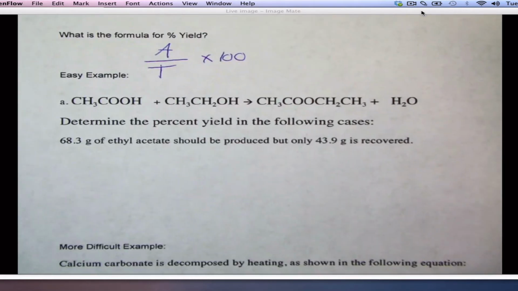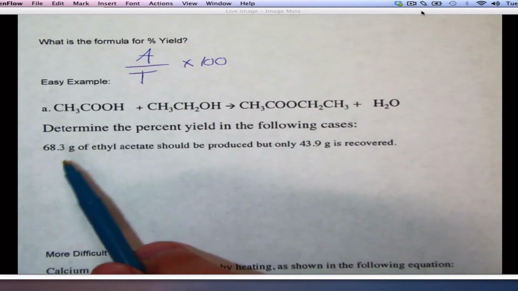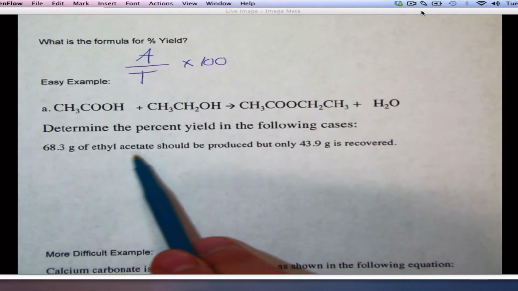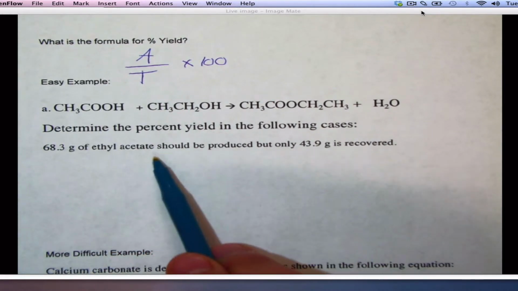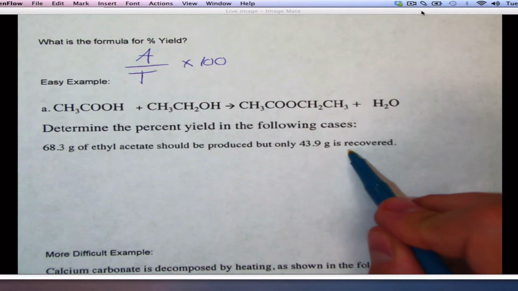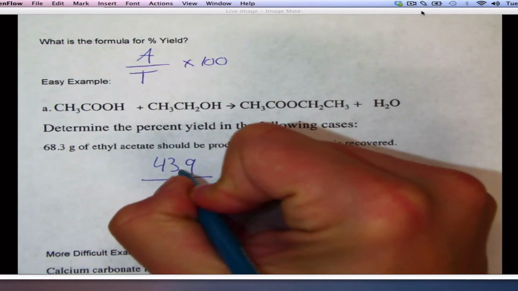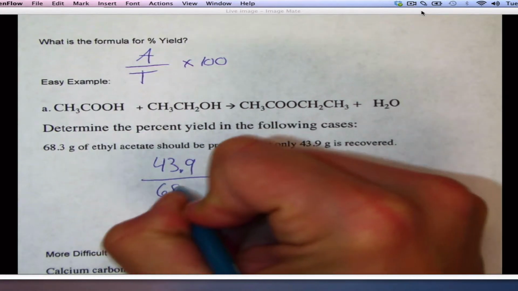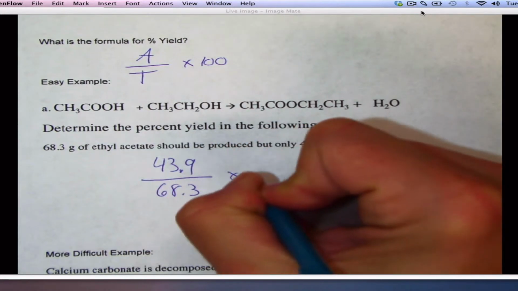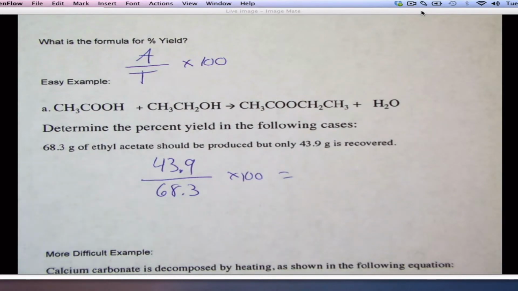So here's the easy example, and there's more involved examples than some. Determine the percent yield. You have 68.3 grams of ethyl acetate that should have been produced. Should have been, that means that's your theoretical, but only 43.9 grams is recovered. So this is your actual. So how do we do this? Actual over theoretical times 100. And that'll be my percent yield.